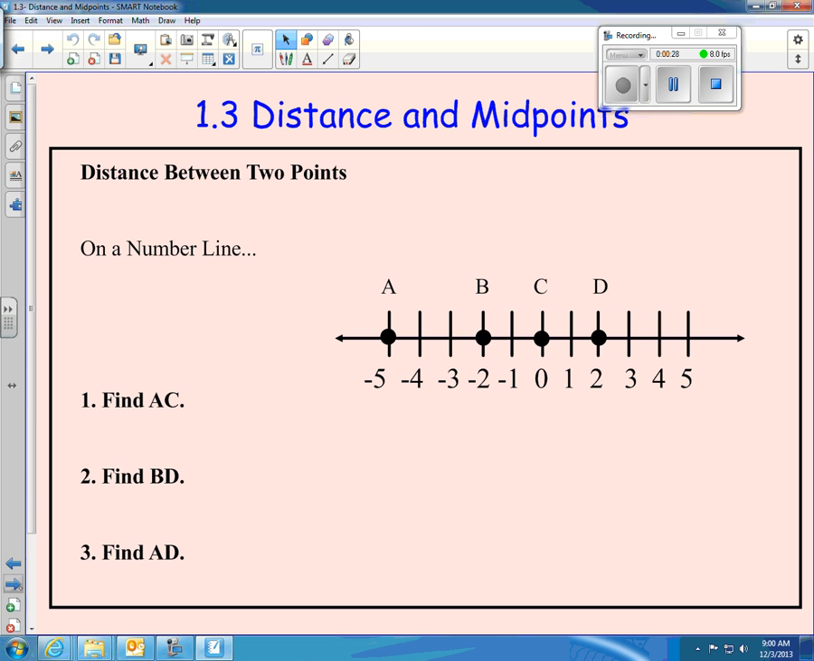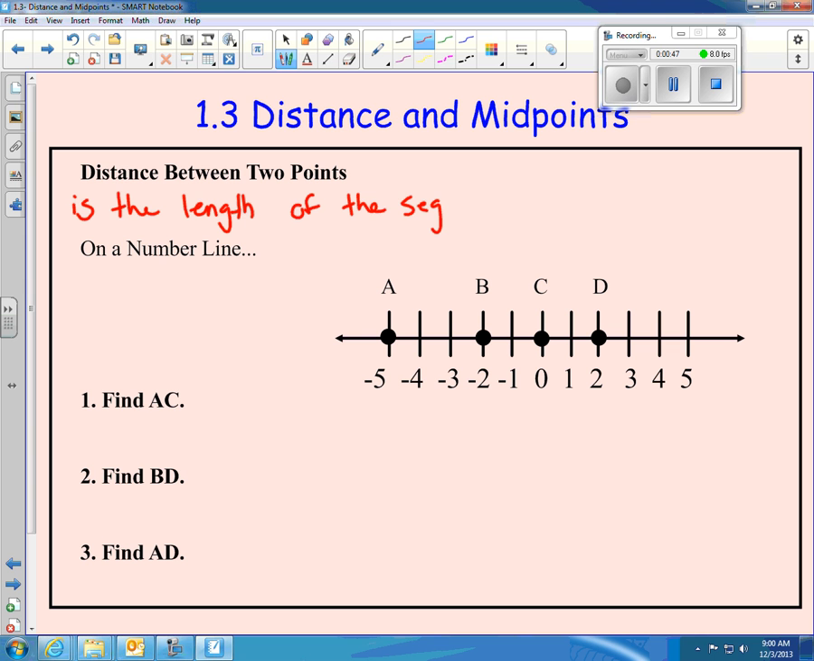But first, before we can get to that coordinate plane, we need to discuss a few things. Let's start off with, what is the definition of distance between 2 points? It is the length of the segment connecting the 2 points.